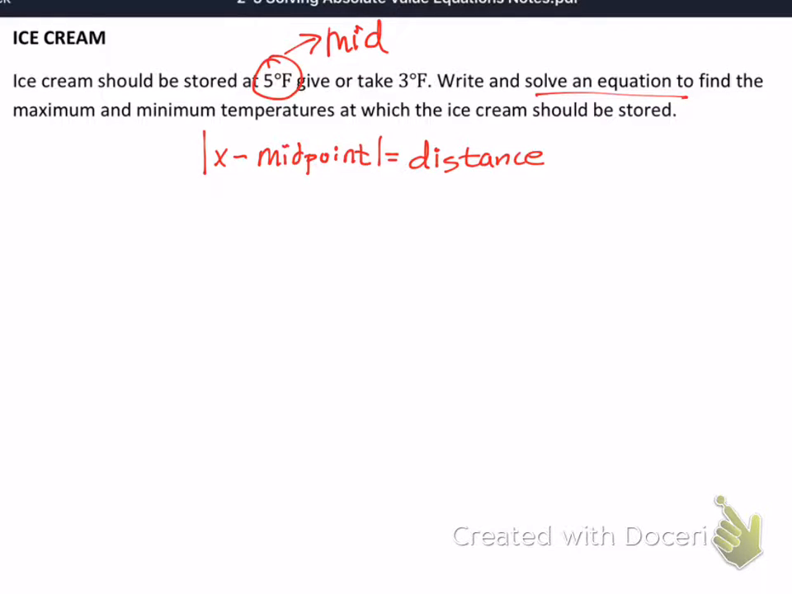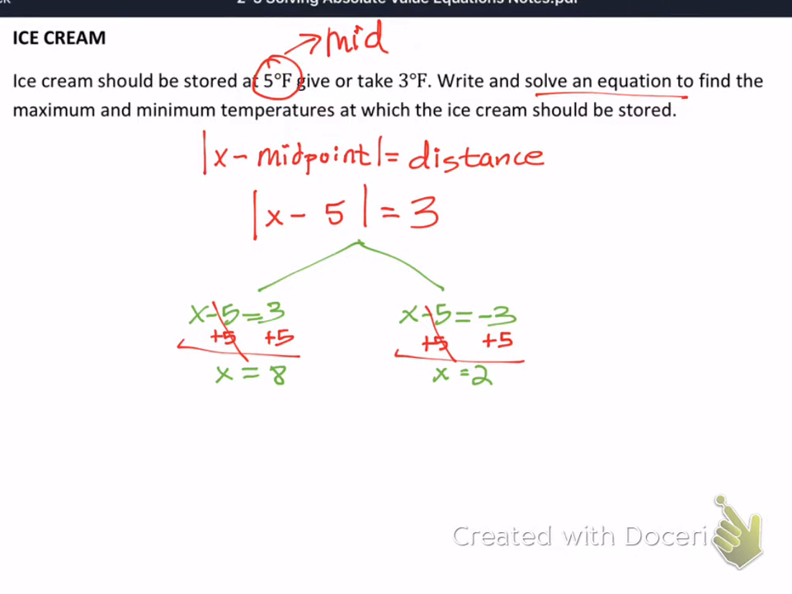So if I were to fill this out, I have the absolute value of x minus 5, which is the middle, is equal to 3, which is the distance, right? Because it could either go 3 above or 3 below. And then you solve it, right? That's what the question had asked you to do. So go ahead and branch off here and solve the equation. And so I got x equals 2 and x equals 8. And so those are my minimum and maximum temperatures.